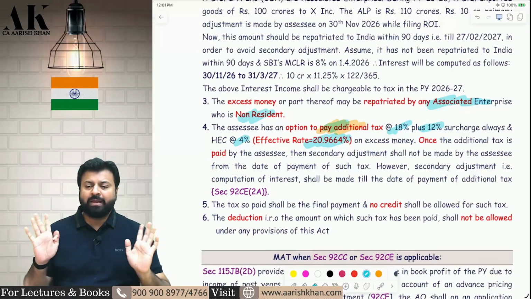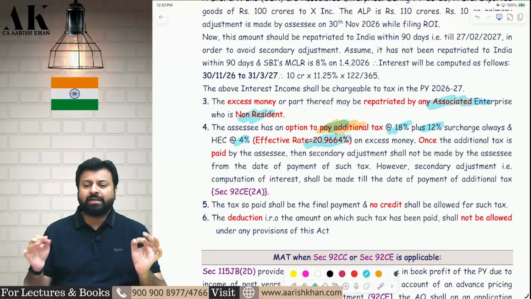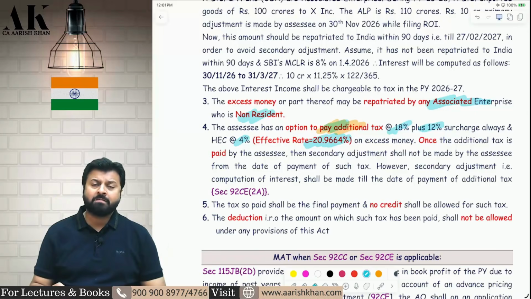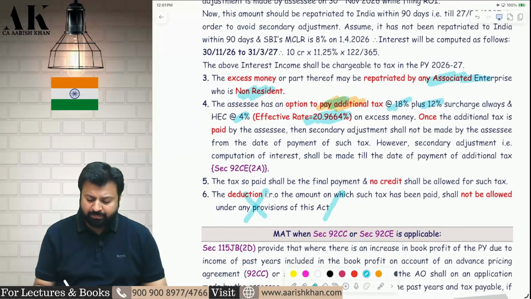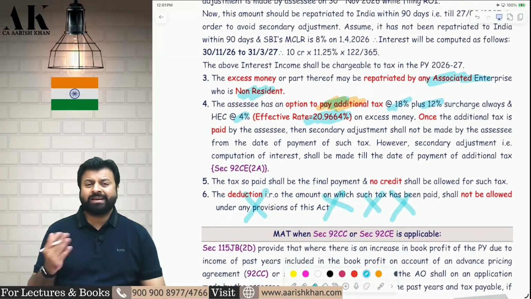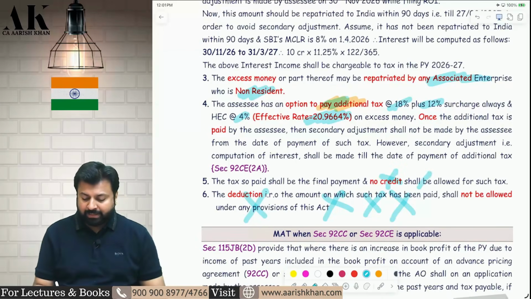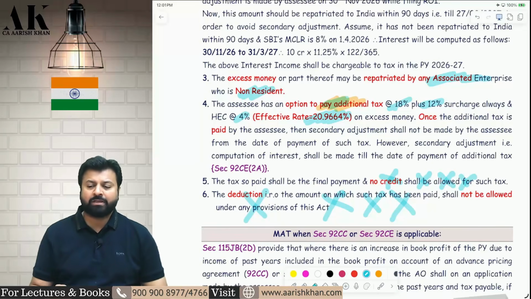One-time additional tax you pay and you will escape. Once you pay the additional tax, after that interest will not be charged. And whatever additional tax you have paid will not be allowed as a deduction under any provisions of the income tax law. You cannot claim that as an expense. Further, whatever additional tax you have paid, you cannot claim credit of that like TDS, TCS or advance tax. I hope it is clear to all of you.